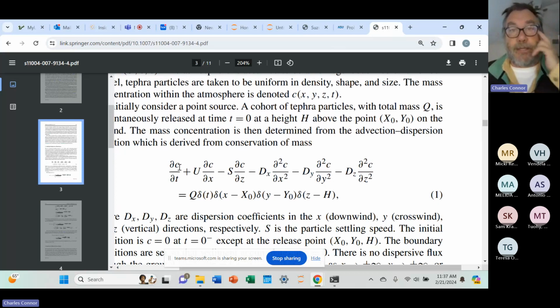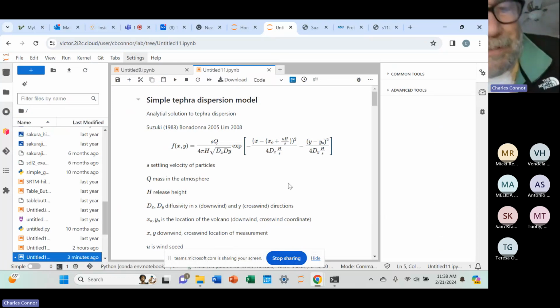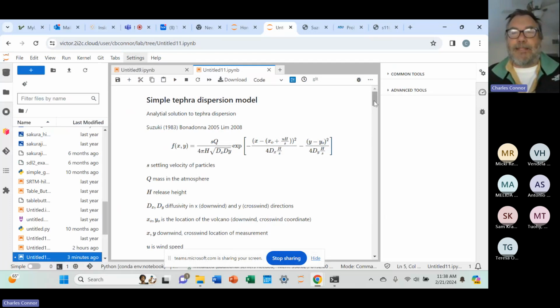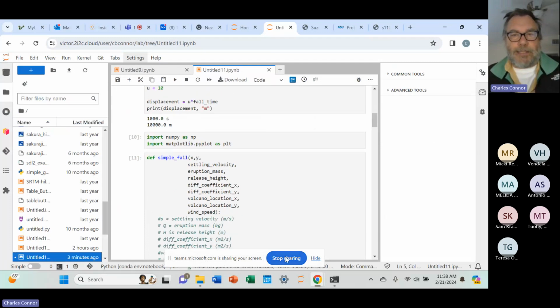There are sets of codes like PUFF and HYSPLIT, NAME, and others that are essentially meteorological codes, and they forecast where tephra goes in the atmosphere in more of a 3D model. They're interested in the concentration of tephra in the atmosphere as a function of time. You'll also notice that in our code, we integrated time out of this equation. We just said the eruption happens, here's where the particles wind up, right? So that's a clever solution, but it also limits what we can do. Okay, so I'm going to stop there.